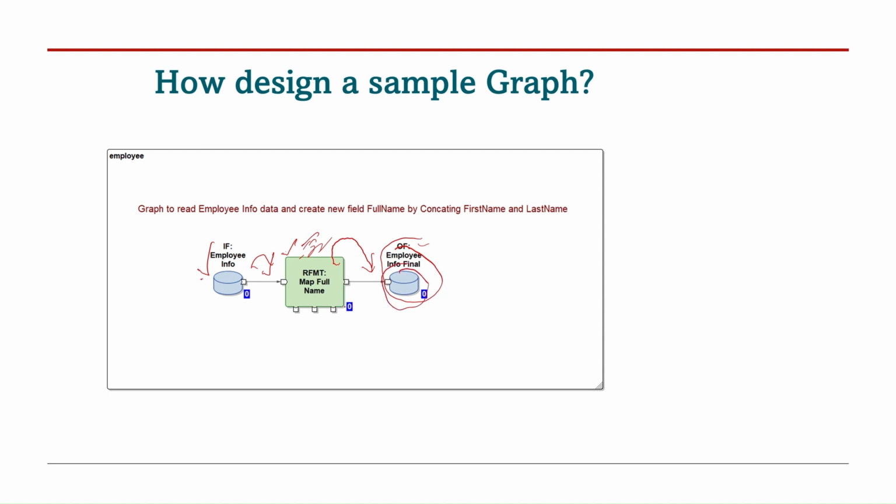This is how you design your sample graph to satisfy the requirement. You can see I have already given a legend over here: a graph to read employee info data and create a new field full name by concatenating first name and last name. Now let me open each component and show you how you need to code to create this graph, so that it executes properly in your GDE.